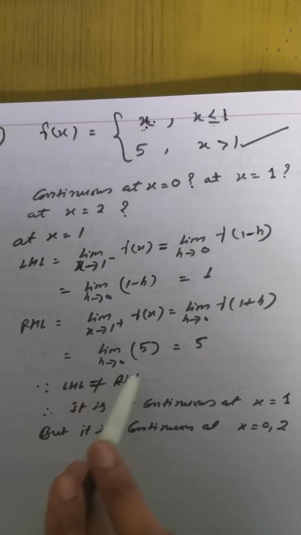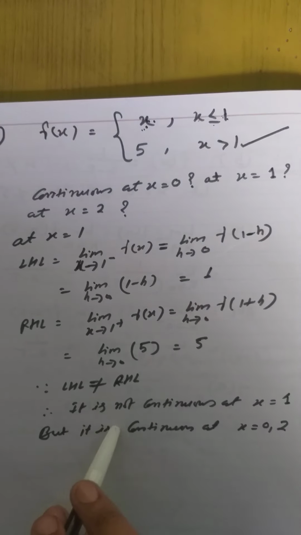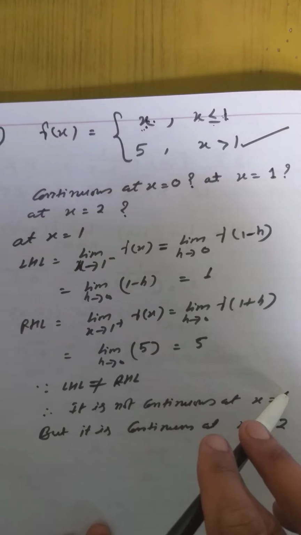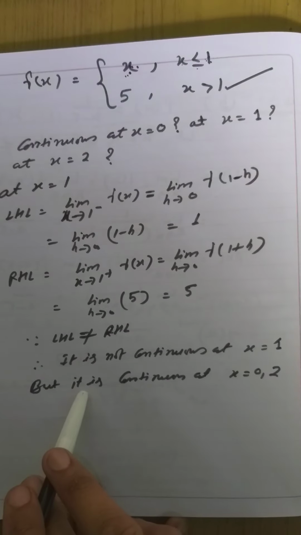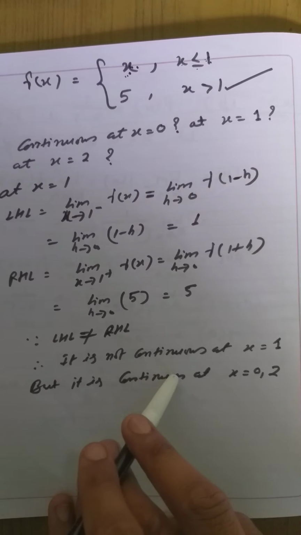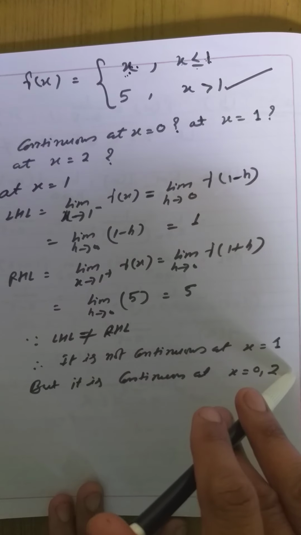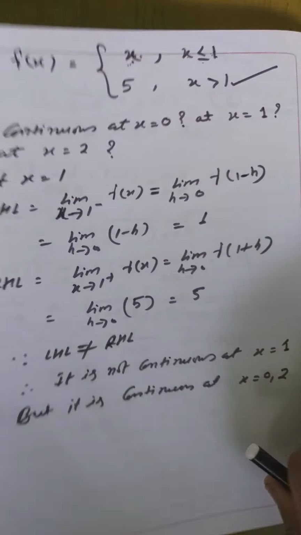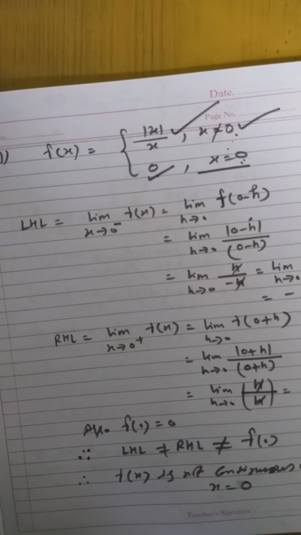Since left hand limit is not equal to right hand limit, therefore it is not continuous at x equal to 1. But it is continuous at x equal to 0 and 2. Now question number 8.